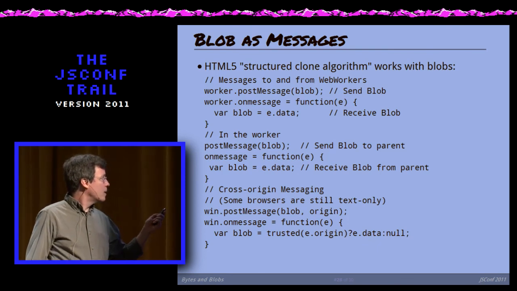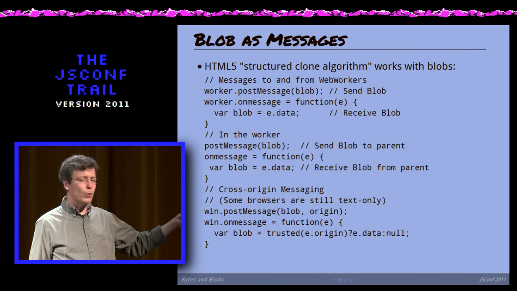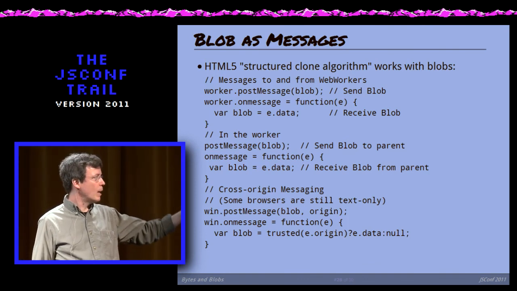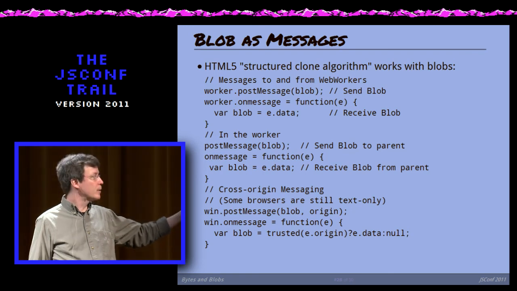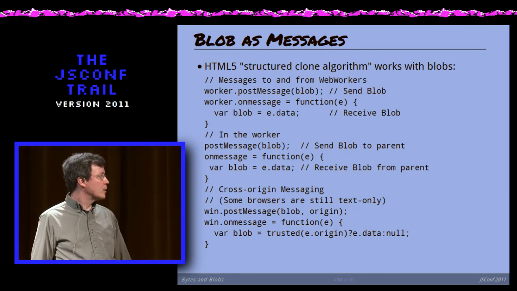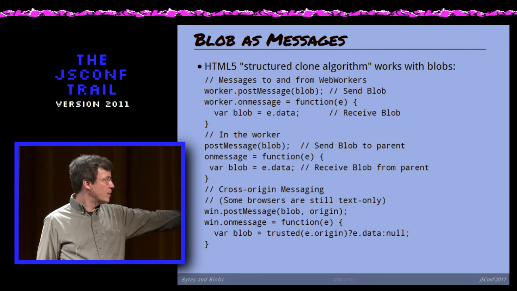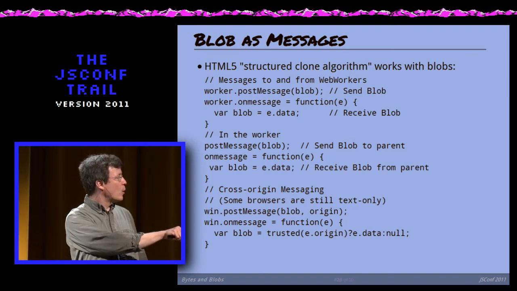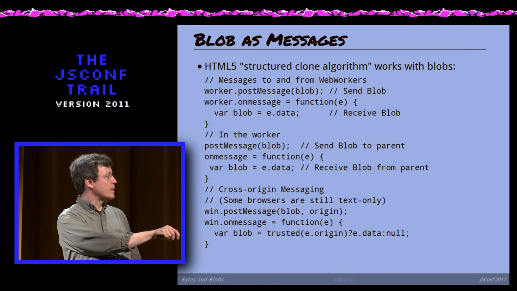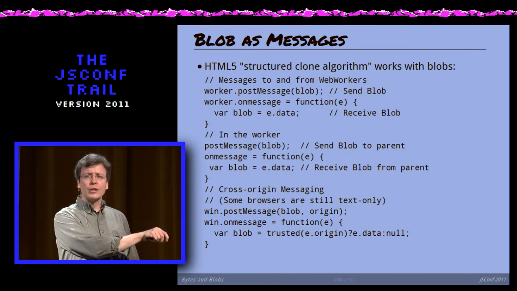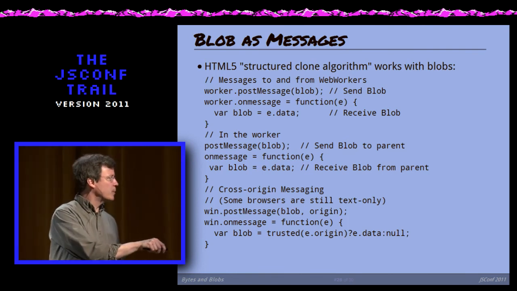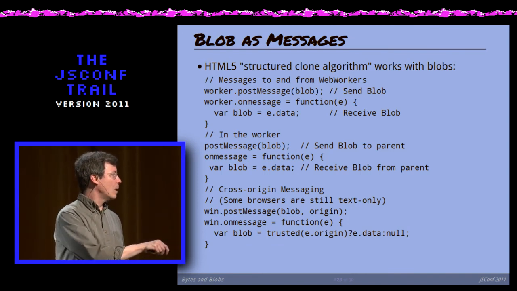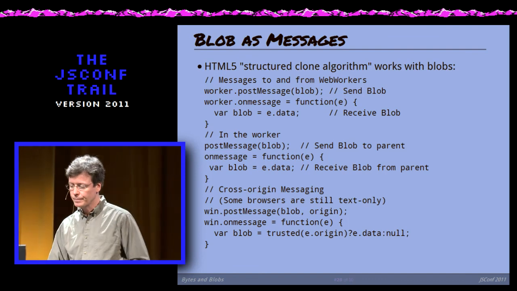Not all browsers, I think, yet support this for cross-origin messaging with text, some of them with blobs. But that's the idea. You should be able to pass a blob onto another window, and windows can receive blobs. You always want to check in cross-origin messaging whether the message you get is actually from the origin that you were expecting it to be from. But if it is, then the data object might be a blob if that's the message you were expecting.